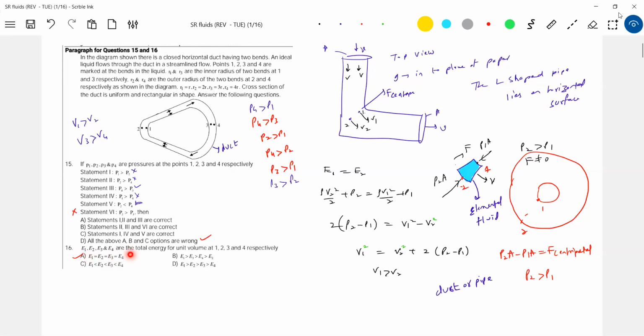Overall mechanical energy of the fluid at 1, 2, 3, 4. The liquid is flowing here. How much energy here? It will have the same energy. The pressure and kinetic energy redistribution will occur. Okay, this is what I'll pick up. Now keep this in mind. Now come to this one.